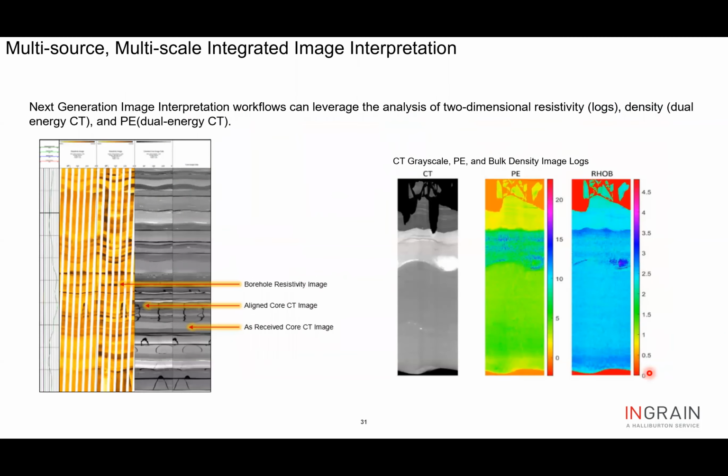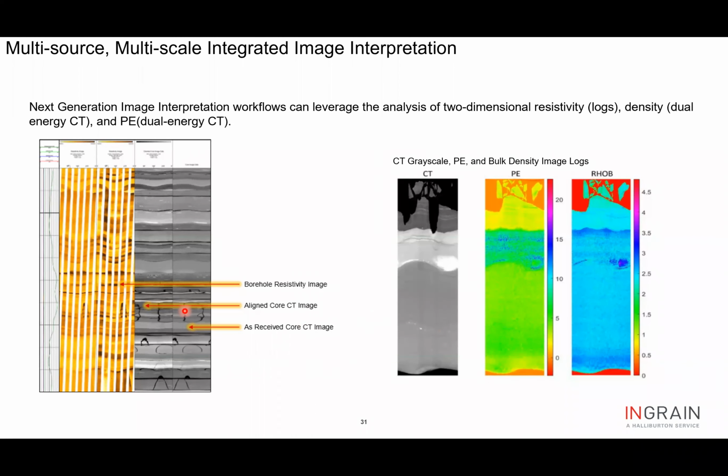There's another integrated approach here, comparing. You remember I was talking about the CT scan for the whole core. CT properties are a function of density and the PE measurement, a lithology indicator, and these radial images we can open up and compare to a wireline resistivity image. A wireline resistivity image or an acoustic image is already pretty high resolution, but CT level resolution is much higher.